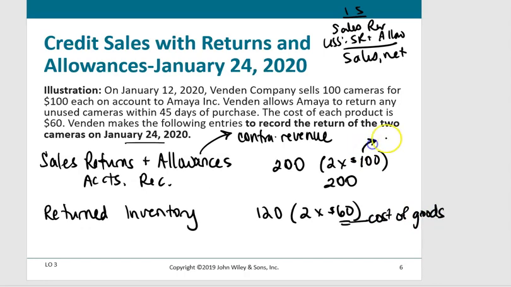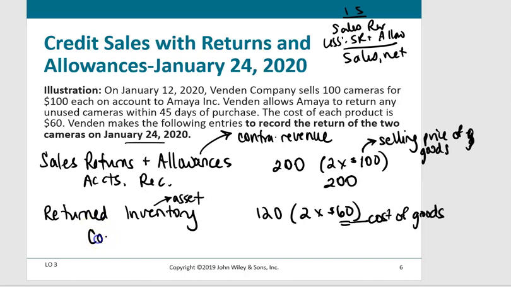Whereas the $100, remember, was the selling price of the goods. So returned inventory is an asset account. It's going to be reported together with inventory, or maybe the company's going to report it right below the inventory account on the balance sheet. And then we are crediting to reduce the expense account cost of goods sold.